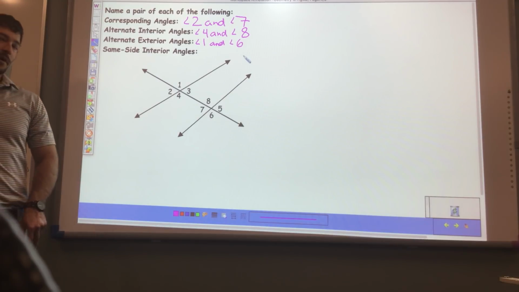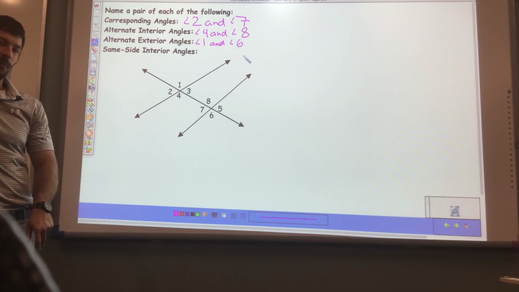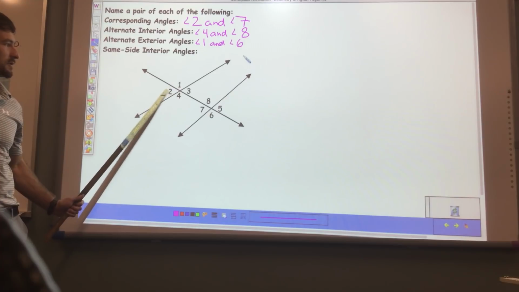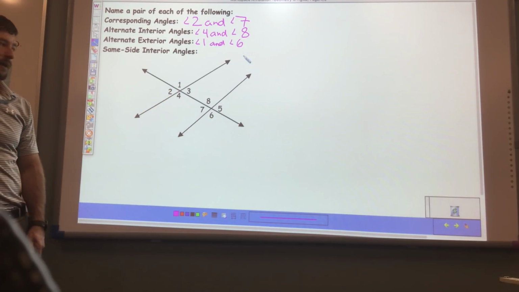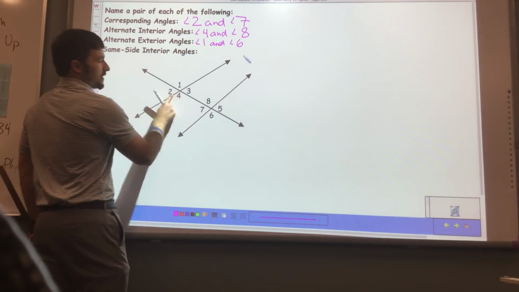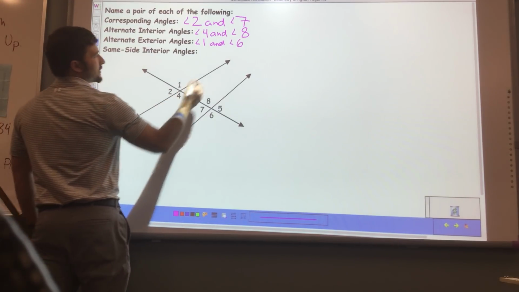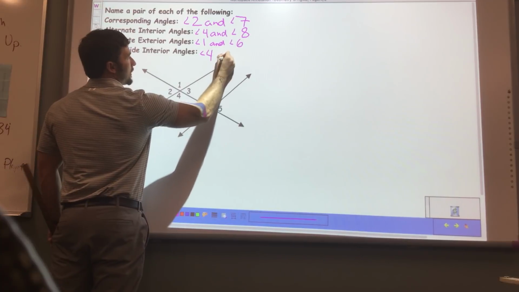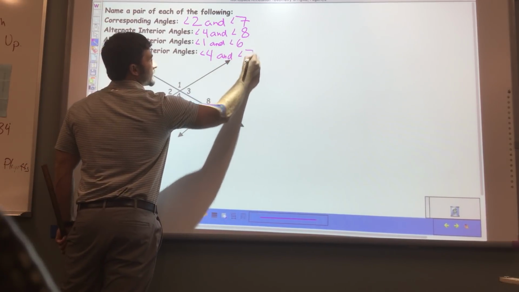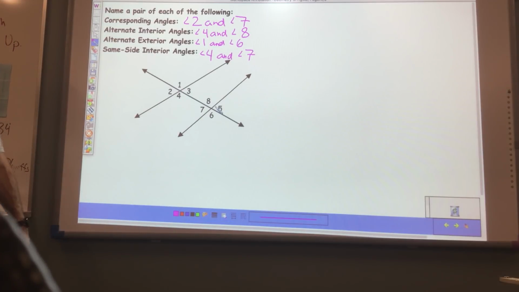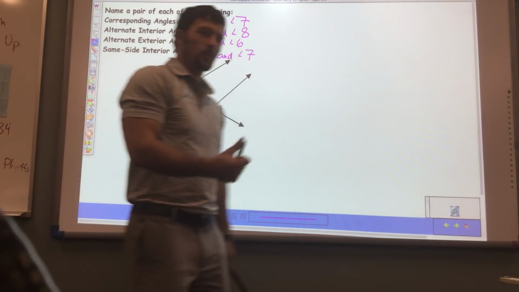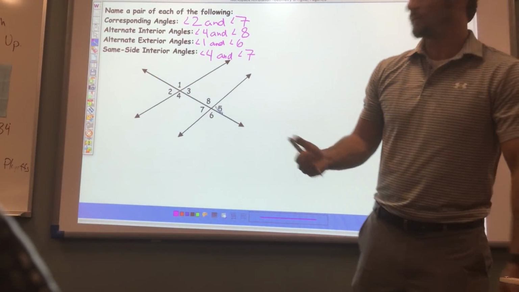And there is another pair of alternate exterior. Hopefully you can see that they would be angles 2 and 5. Finally, same side interior, same side of the transversal on the interior, so we can say angle 4 and angle 7. 3 and 8 would also be an option there as well. So again, main idea for today, knowing these different angle pairs, and then also understanding the difference between parallel and skew lines.